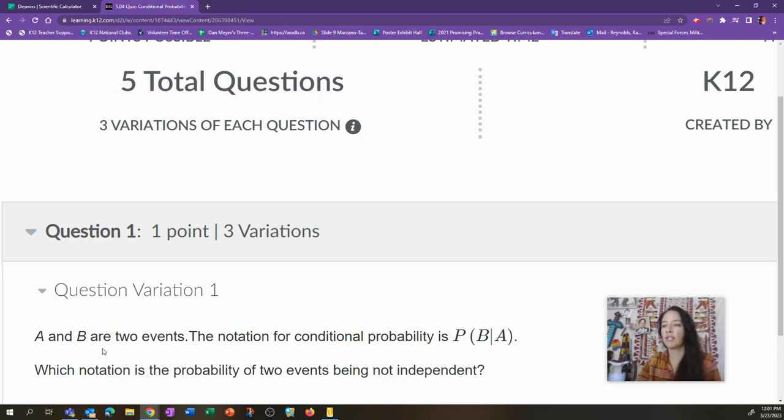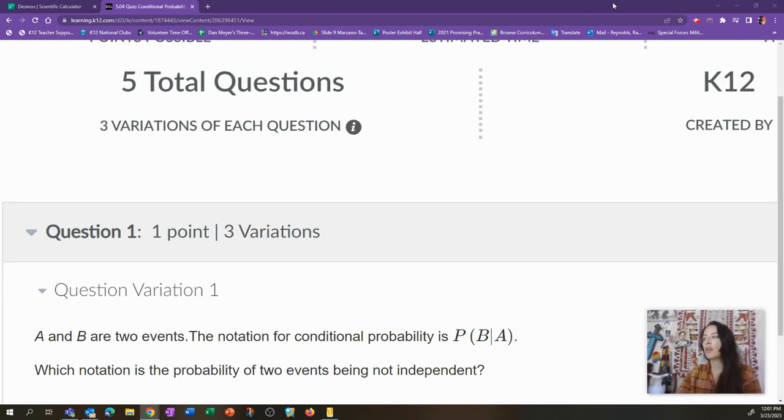Keep thinking about that, and we're going to get here to the notation. But that's what this is saying. A and B are two events. The notation for conditional probability for this version is read: what is the probability of B happening given that A has happened, or we know it to be true?